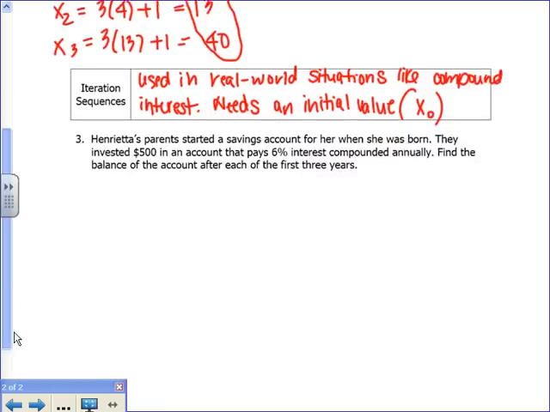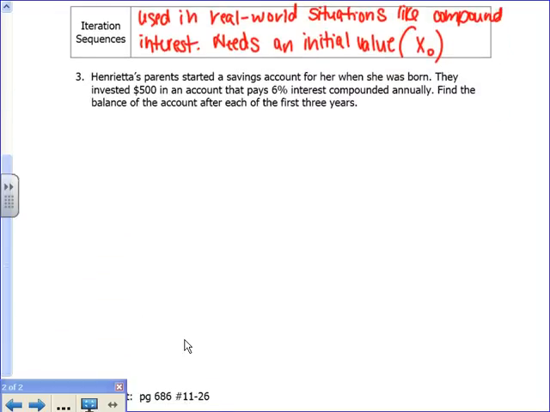Okay, so let's look at a real-world example now. It says Henrietta's parents started a savings account for her when she was born. They invested $500 in an account that pays 6% interest compounded annually. Find the balance of the account after each of the first 3 years. So now our initial balance, our x of 0 in this case, was $500. That's kind of our initial value, just like they were talking about up here that we need to have in order to do this problem. So let's label this as our initial balance.